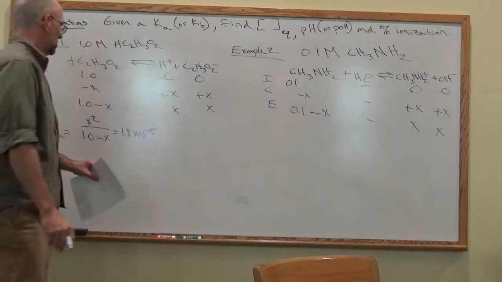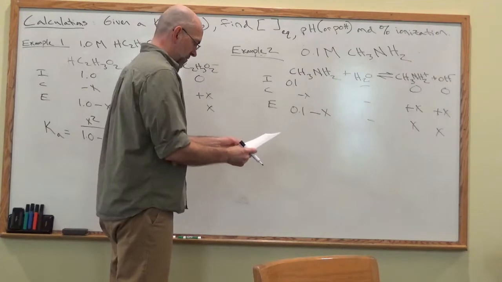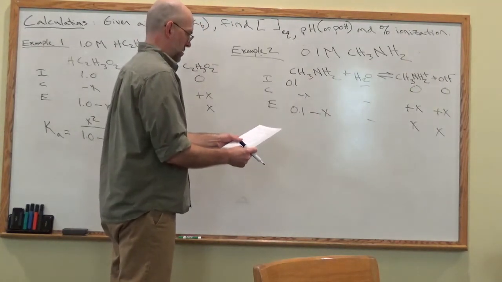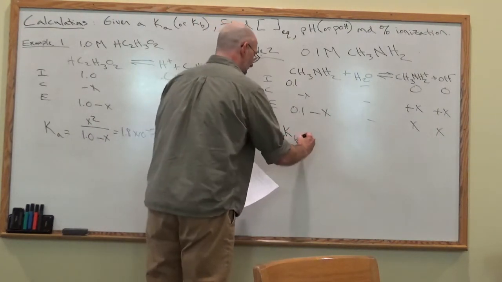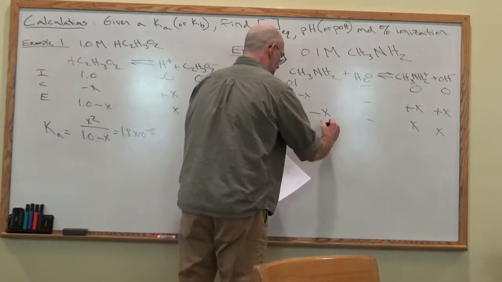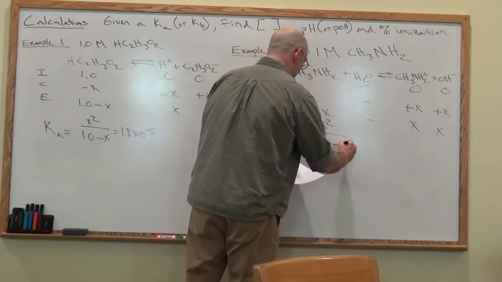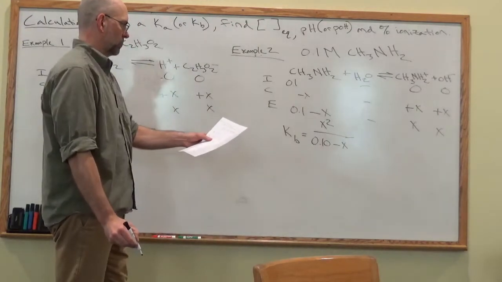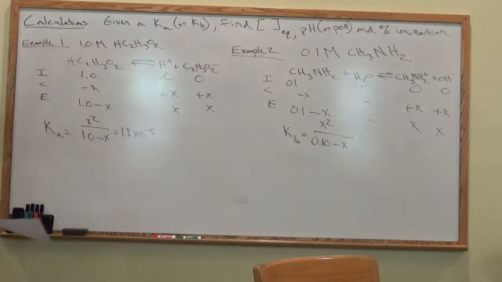Starting to look familiar? So in this case, we're going to have Kb, because it's a base, equals x squared over 0.10 minus x. Okay, now, can you handle it from here?